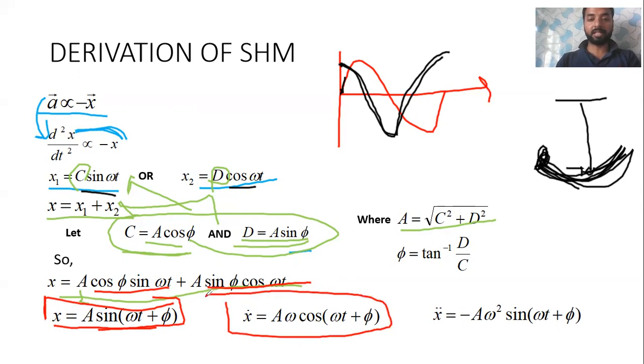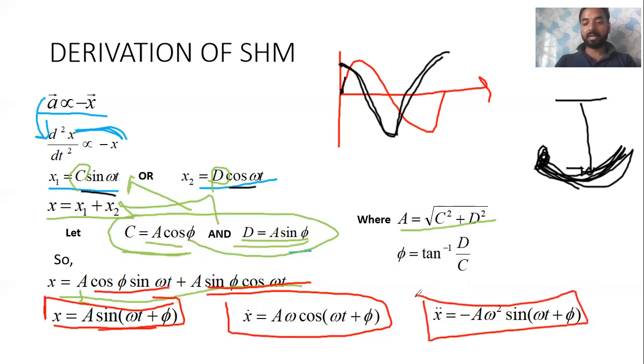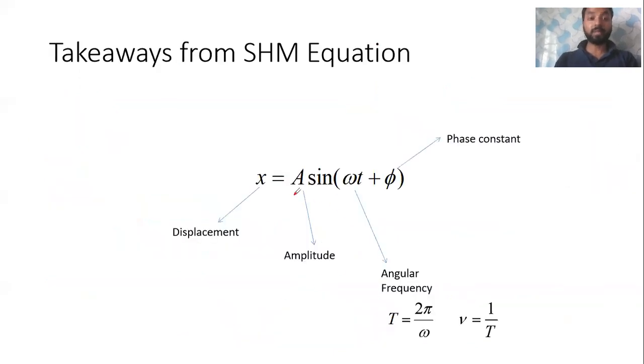If I differentiate x, what will I get? If I differentiate displacement, I get velocity. And if I differentiate velocity, what will I get? Acceleration. Now see here, here also we are having sin omega t plus phi, just like in displacement, where we have a sin omega t plus phi. So here you can see that acceleration, like where we started, is proportional to negative of x. That is what we are getting also here. What are the major takeaways from the SHM standard equation?